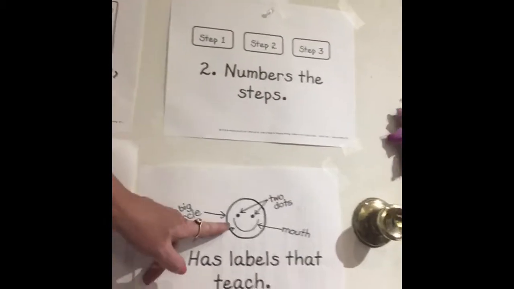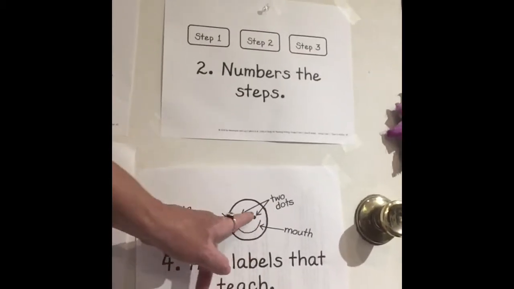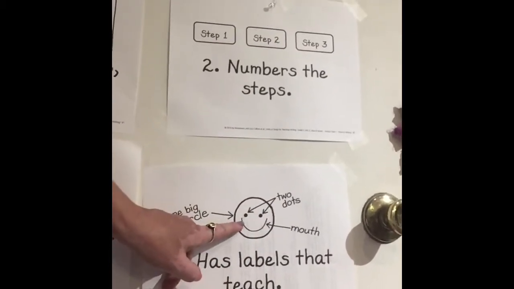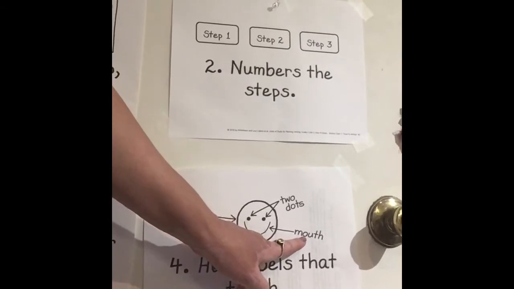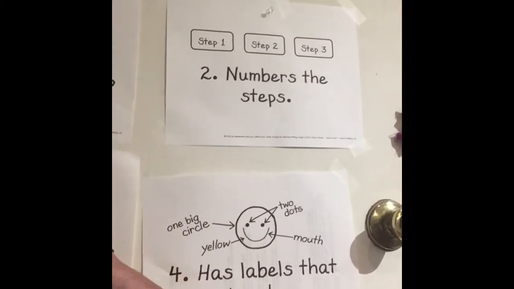Notice they wrote one big circle so that you know that's really important. Two dots, color it yellow. Maybe they wrote mouth. Maybe you could write something like make a curved line. There's all kinds of details you could add to your step with how to make a pizza.